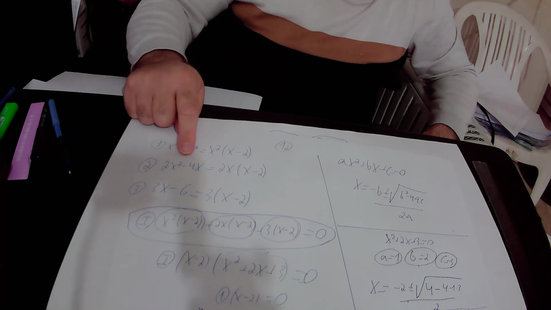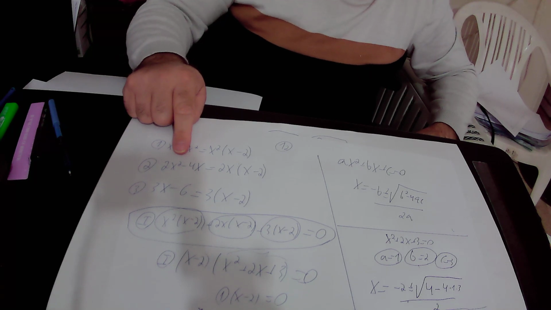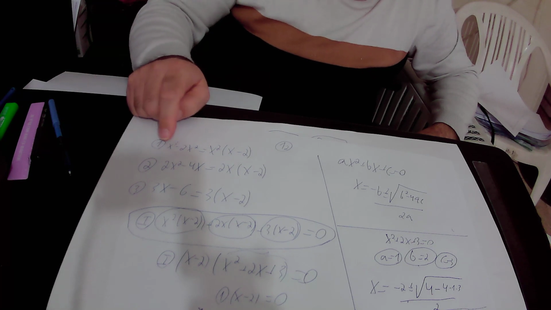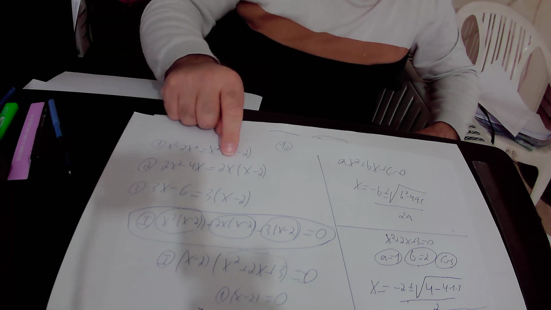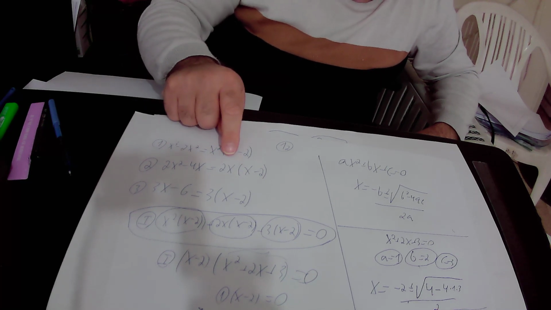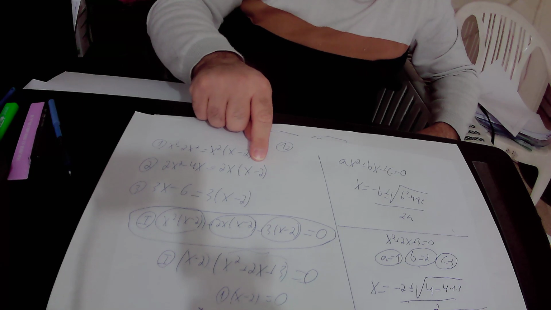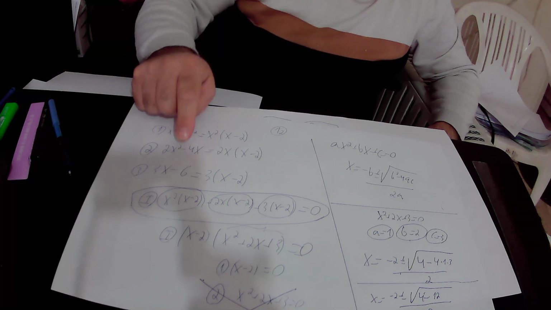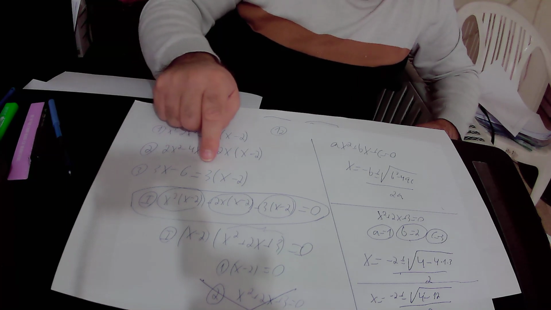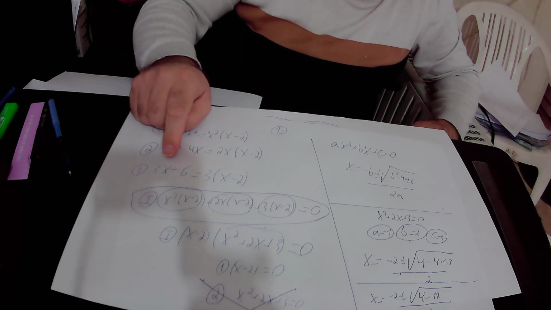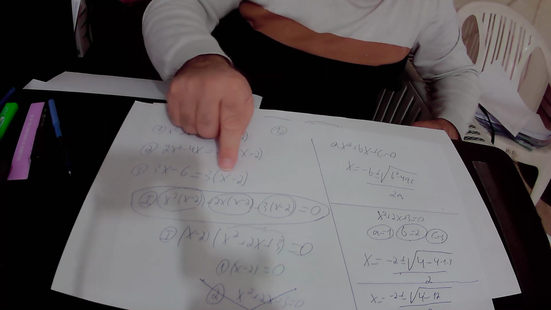Then we took a common factor of 2 from the second part, that is 2x squared minus 4x. The common factor that we took from 2x squared minus 4x is 2x. And what is left from this expression after we took 2x as a common factor is actually x minus 2. Then we took a common factor from the third part, that is 3x minus 6. The common factor that we took from 3x minus 6 is 3. And what is left from this expression after we took 3 as a common factor is actually x minus 2.